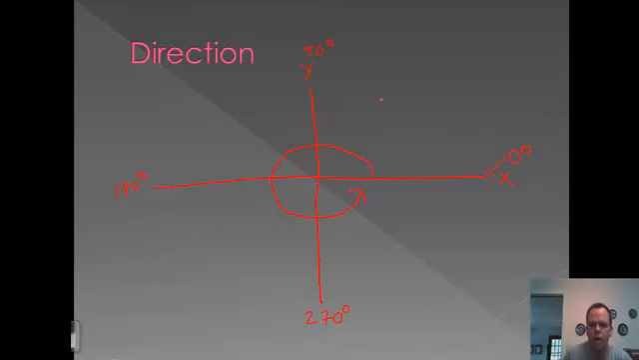So anything in this quadrant would be between 0 and 90 degrees. Anything in this quadrant would be between 90 and 180 degrees. Anything in the third quadrant would be between 180 and 270 degrees. And anything in the fourth quadrant would be between 270 and 360. So we're looking at four potential places where the angle can be. We always go counterclockwise from the positive x-axis, with the positive x-axis being 0 degrees.